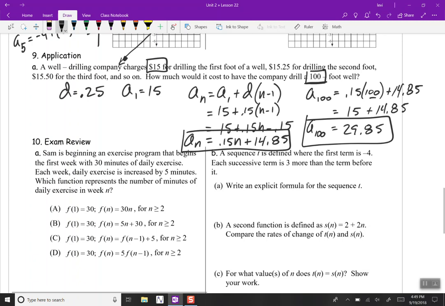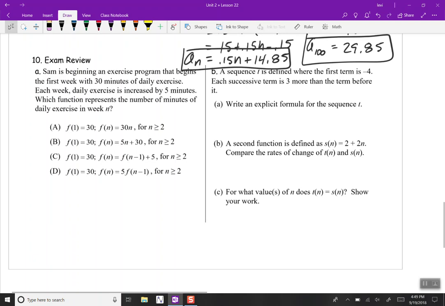We need to add all of that up. I haven't given you the summation formula yet, so don't worry about that. Just go to here. We'll do the summation formula later on in the year.